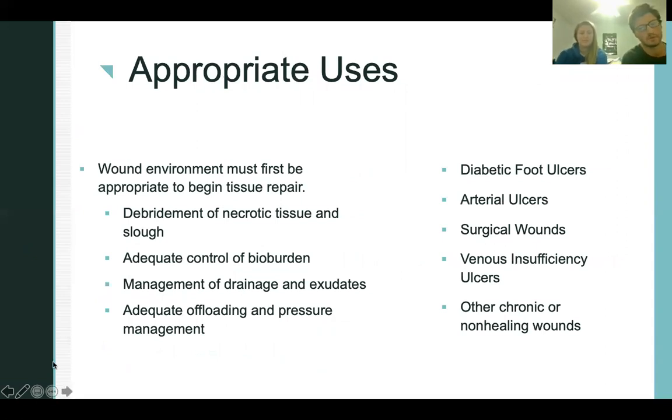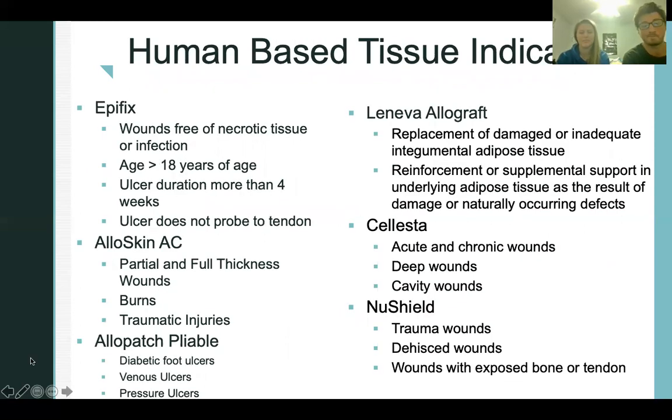Appropriate uses. The wound environment must first be appropriate to begin tissue repair. This involves debriding any necrotic tissue and slough, adequate control of bioburden, management of drainage and exudates, adequate offloading and pressure management, diabetic foot ulcers, arterial ulcers, surgical wounds, venous insufficiency ulcers, and then other chronic or non-healing wounds.